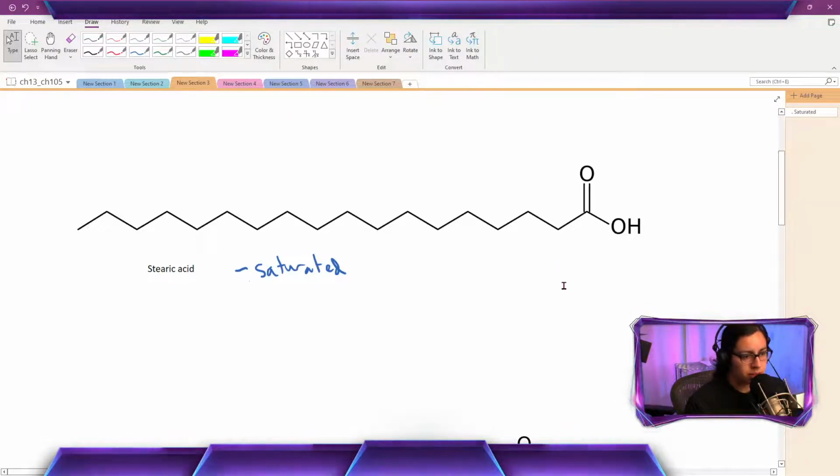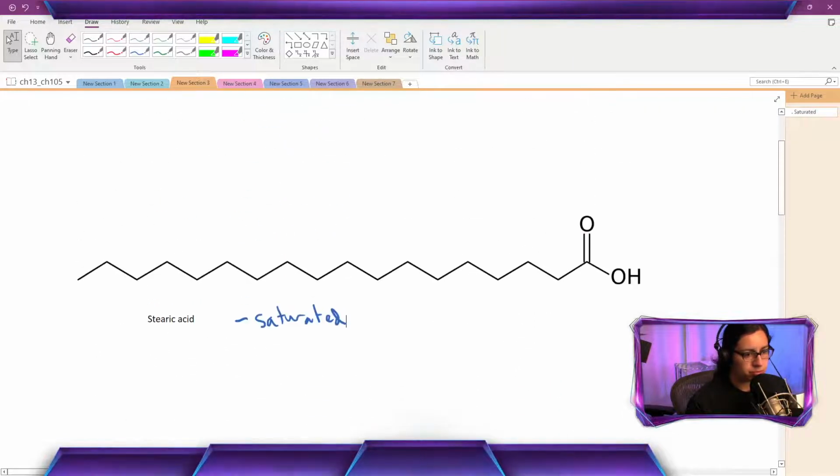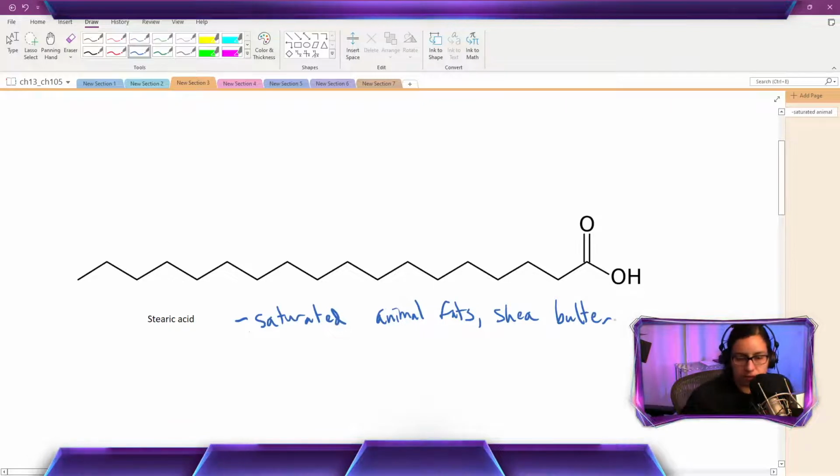And so this stearic acid fat is found in animal fats and vegetable fats. Also found in shea butter, so that's going to be like the vegan source of this type of fat. And so the other important thing about stearic acid is it's going to have a high boiling point. And so let me look it up for reference.